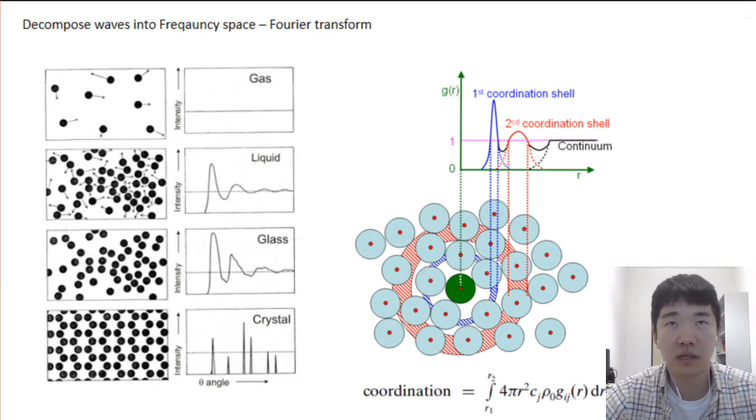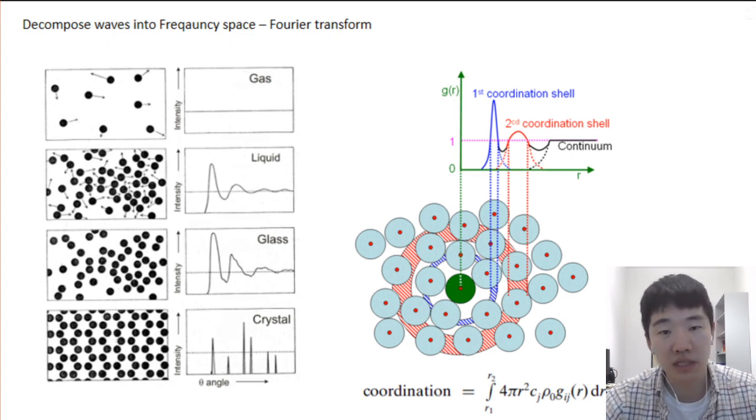This really gives you quite important information to understand the structure of your specimen, because the local density is very important to the macroscopic material properties.